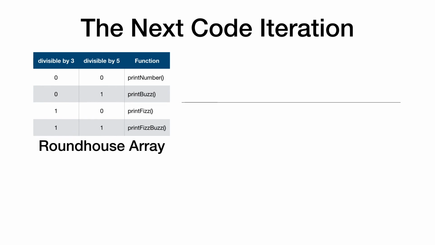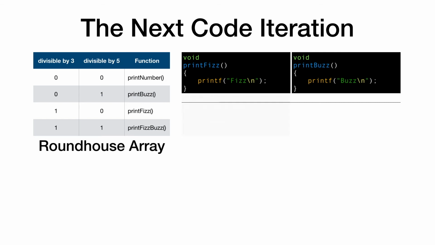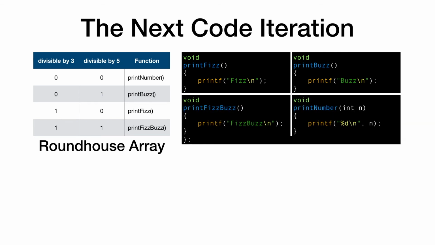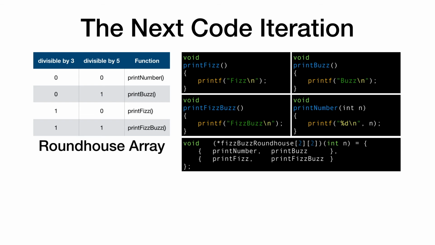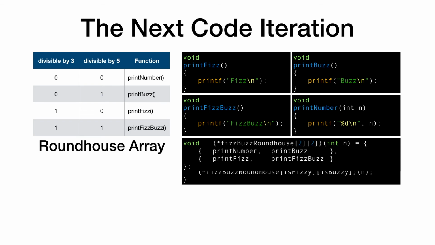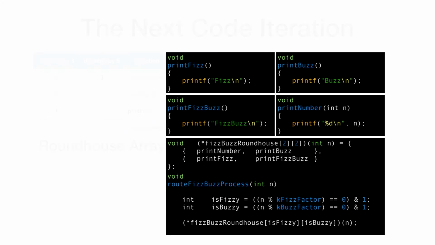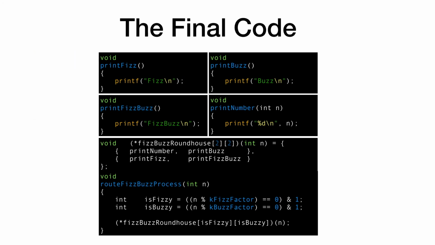Now I can begin to code the functions. I begin with the 4 data processing functions, which are the targets of the roundhouse. Then I define and populate the roundhouse array. Then finally I update the definition for the routing function with the roundhouse code. And that is how FizzBuzz is coded using normal professional practices.